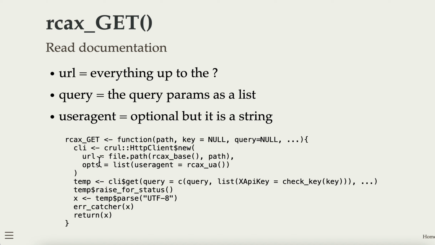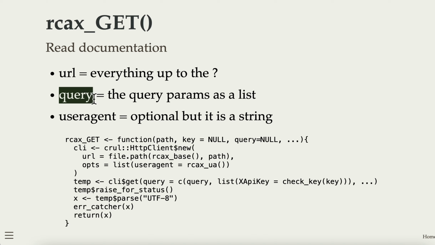If you look at rl_GET in the rredlist package, you'll see their function looks pretty much exactly like this. I had to make a couple of changes. In this function, there are really just three things that you need to focus on. First is the URL, which appears right here. That's going to be everything up to the question mark. So this part here needs to, one way or another, return everything up to the question mark.